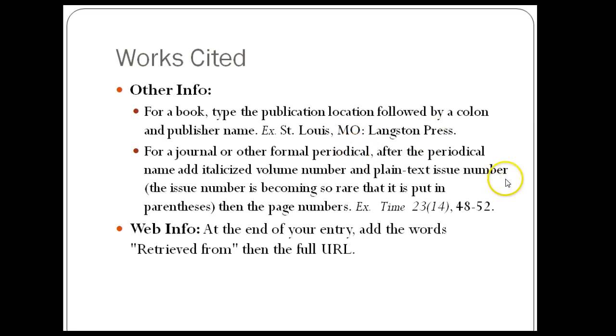For a journal or other formal periodical, and this doesn't happen that often anymore, you would need the volume number and issue number. In this case, we have the name of the magazine Time, the volume number 23, issue number 14, then the page numbers following that. Again, very few things are published by issues anymore within a volume. These days, if you're going to have a number here, it's going to be the actual volume. And yes, there should have been a comma there.